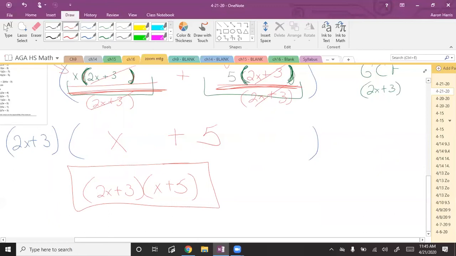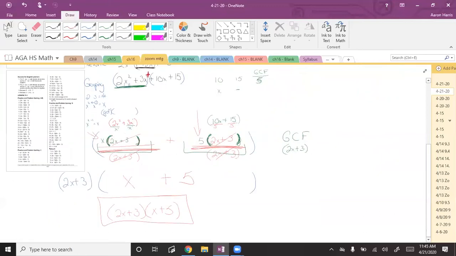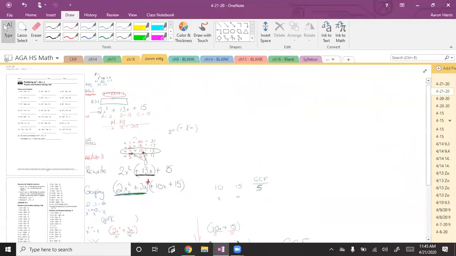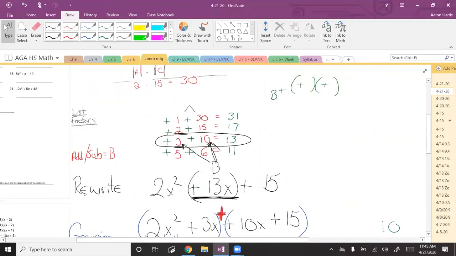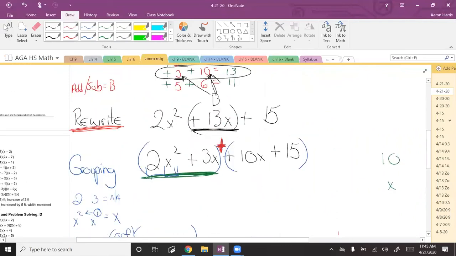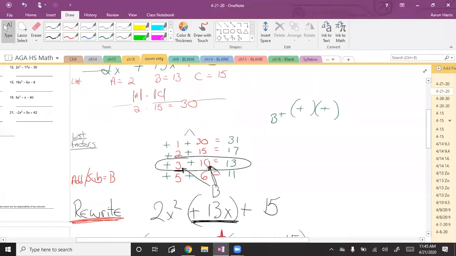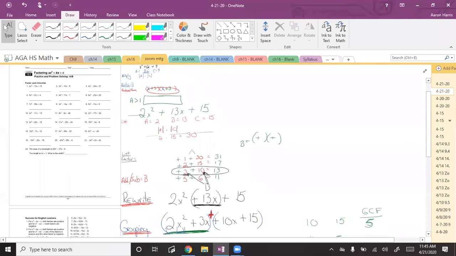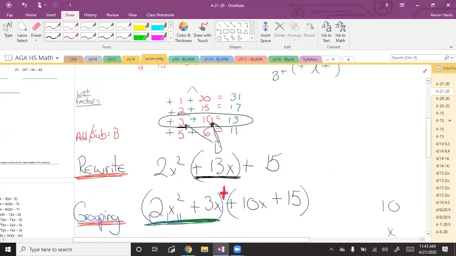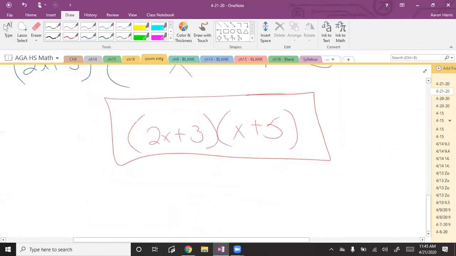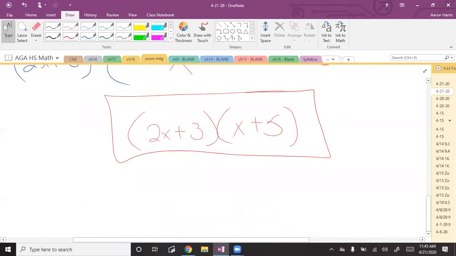So in this one, when a is greater than 1, what is the issue? You have to rewrite it, and then you have to use grouping to factor it. So we did grouping in 15.1. You have to remember that. So I started off with 2x squared plus 13x plus 15. That factored is 2x plus 3 times x plus 5.